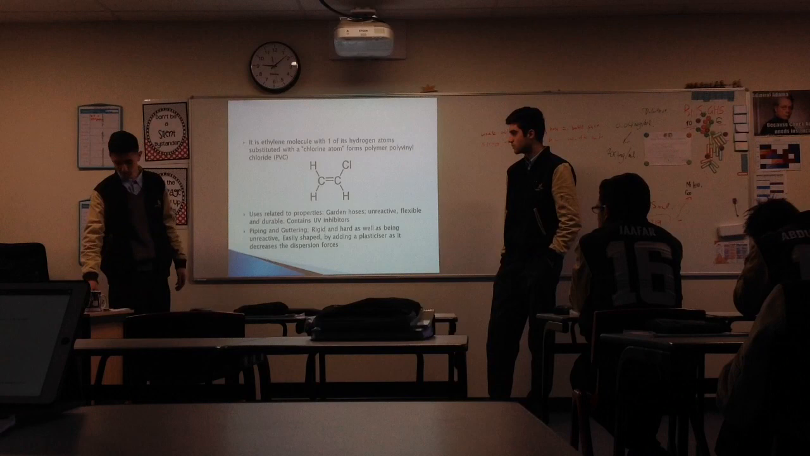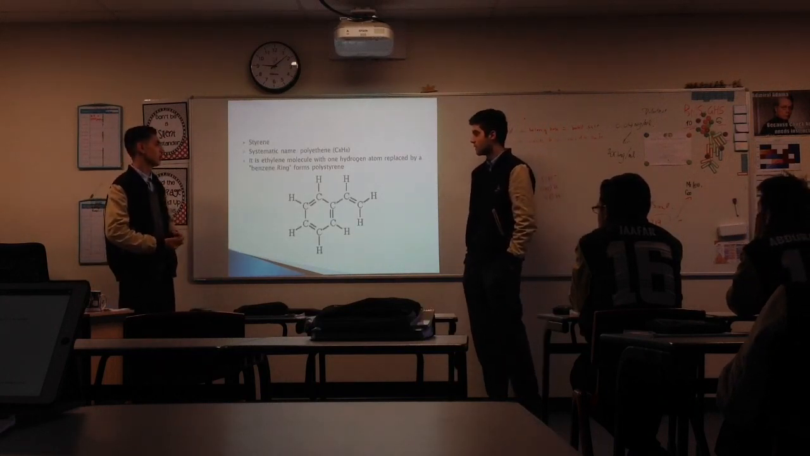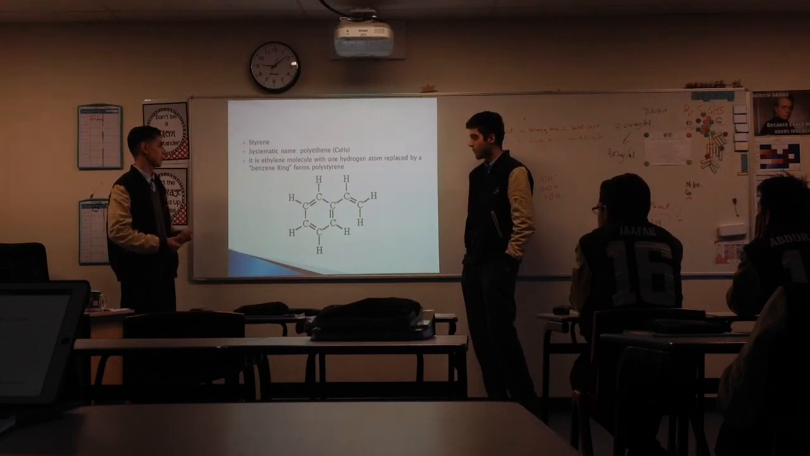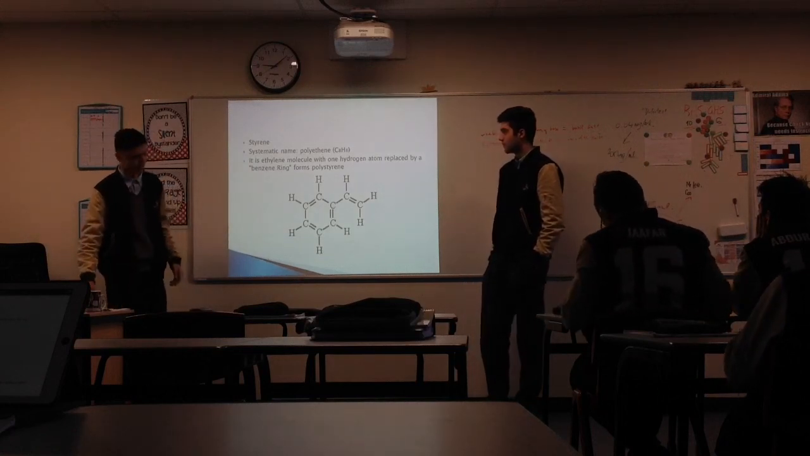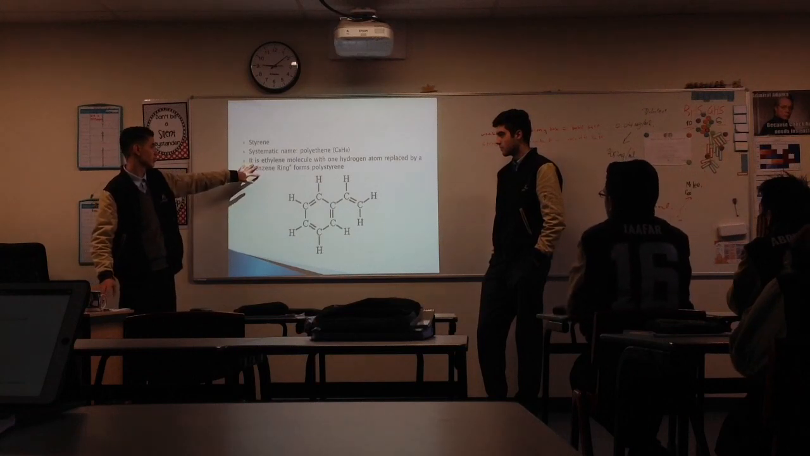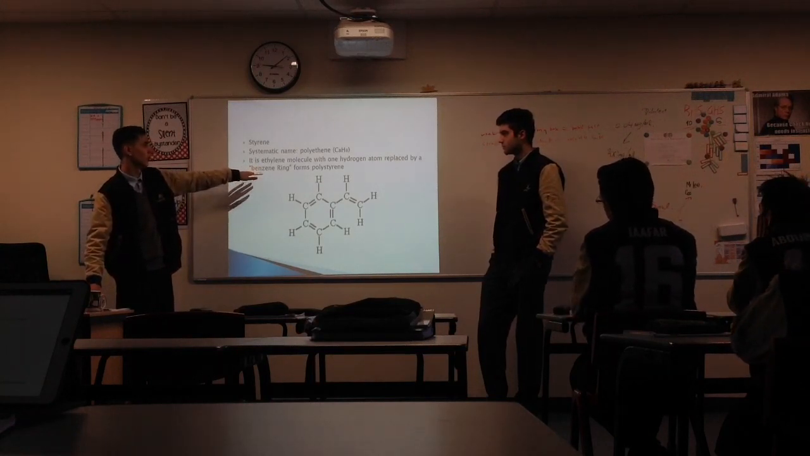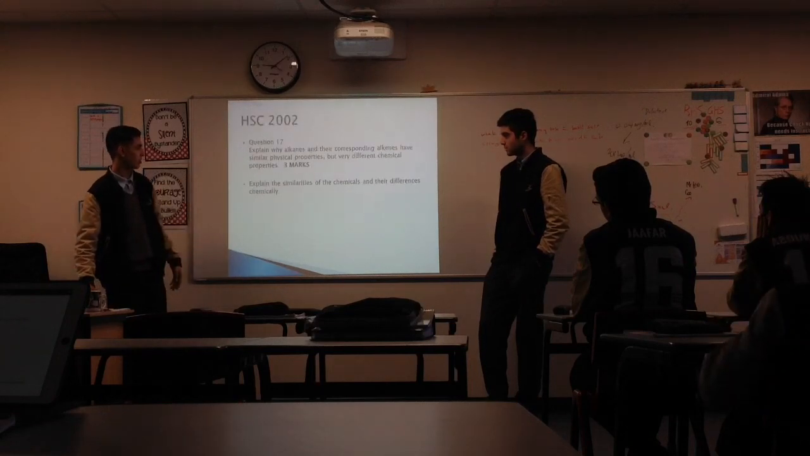So the next one is styrene. The systematic name is polyethylene. It is an ethylene molecule with one hydrogen atom replaced by a benzene ring, which forms polystyrene. So this is how polystyrene is created.